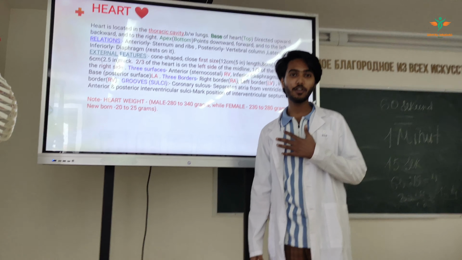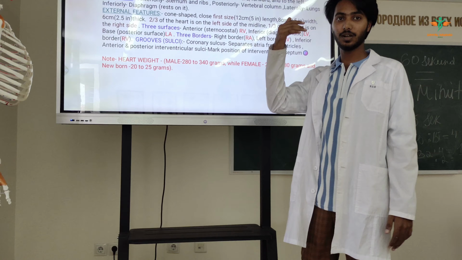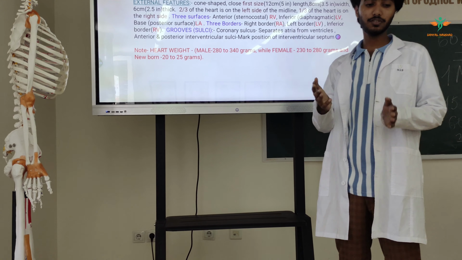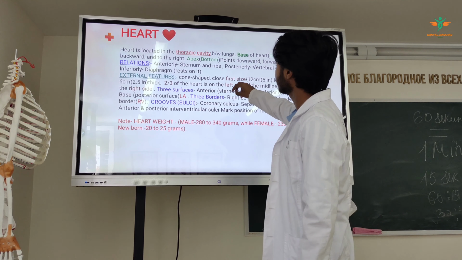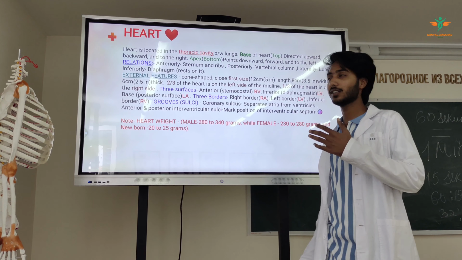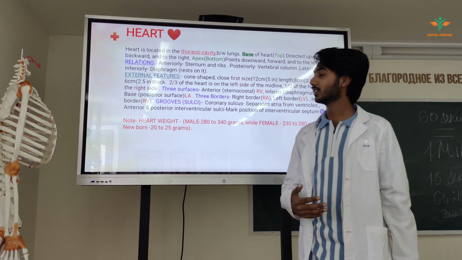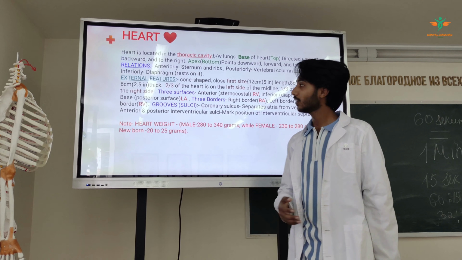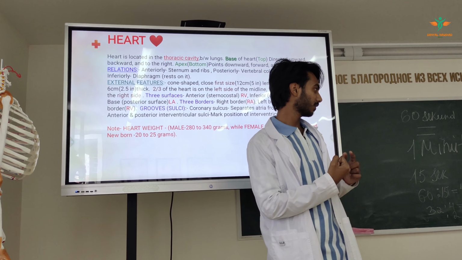The heart is located in the thoracic cavity. The base is the upper side, superiorly, and inferiorly on the left side is the apex. Anteriorly, the heart is related to the sternum, posteriorly to the vertebral column, and laterally to the lungs, and it rests on the diaphragm.